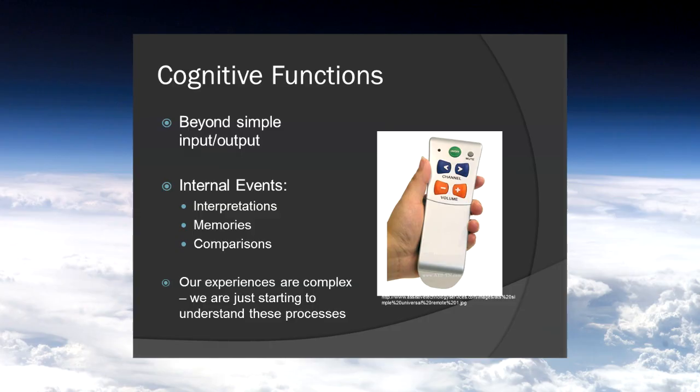And so to summarize the cognitive functions, it's important to realize that humans are beyond simple input-output in terms of the way our brain works, so we're very different from a remote control. We have internal events that happen in between the sensory input and the motor output phase of how we interact with our environment. So these are things like interpretations, memories, and comparisons. And so we can look at a scene, see if we recognize it. Is it similar to something else? Can we build links between things?